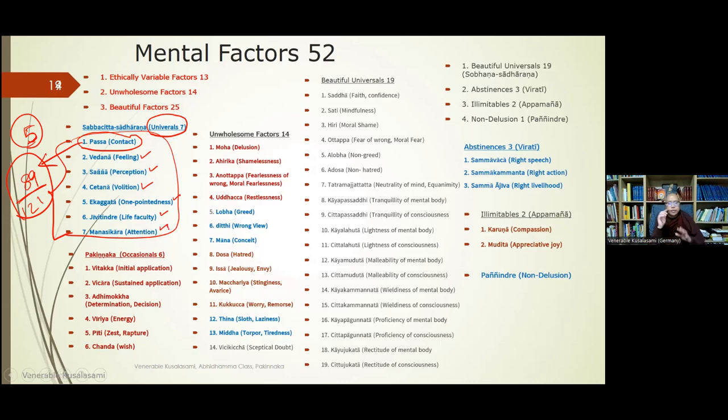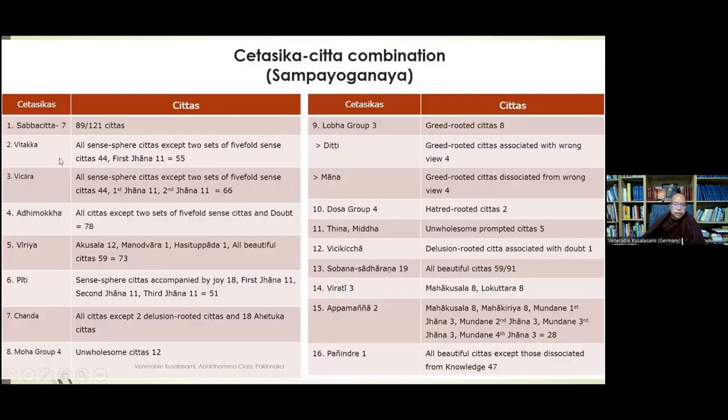So it's very important to understand the analysis of mental factors, yeah? So next you have to see Vitakka. So Vitakka, how many consciousness are together with the Vitakka? So altogether 55, yeah? 55. What are the 55? I think here, yeah?